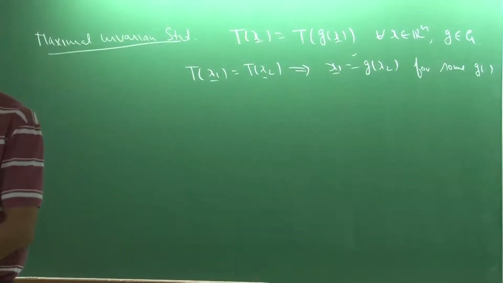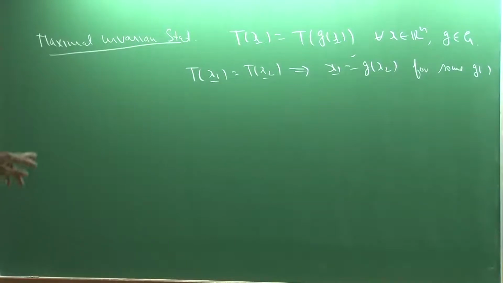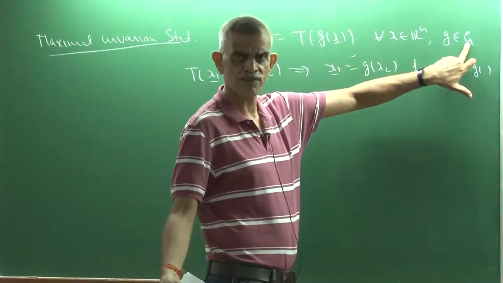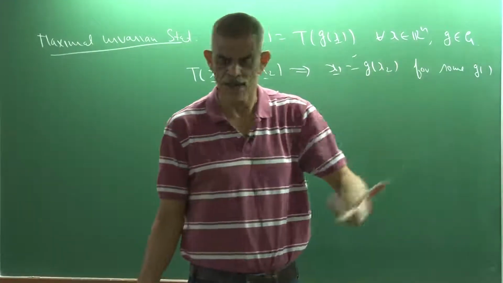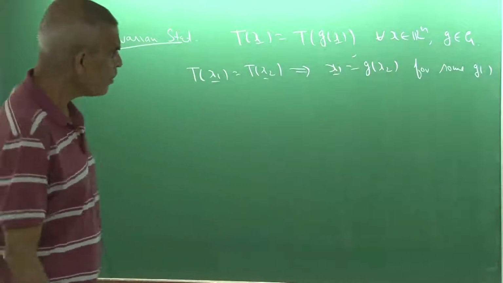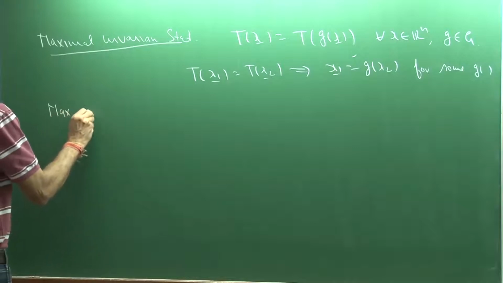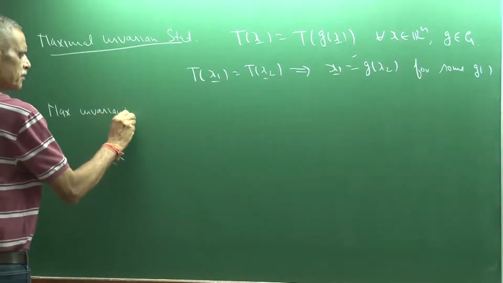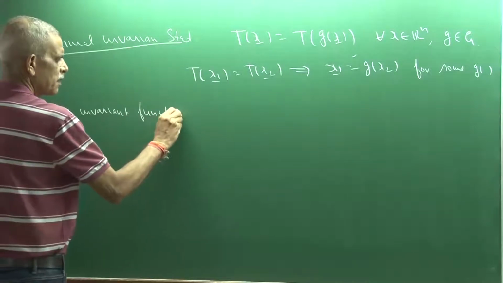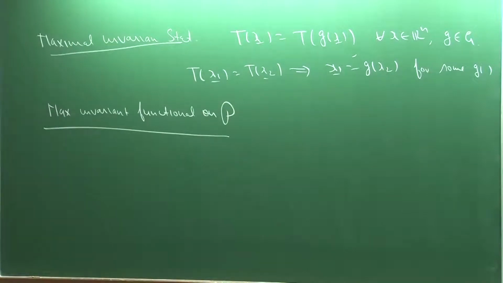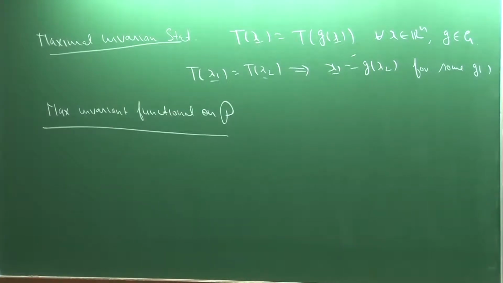Then we talked about the concept of a maximal invariant functional, because if my original class P is invariant under G, it induces a group of transformations on P, which is G bar. So, I talked about a maximal invariant functional on the class of all distributions P. And I explained what you mean by a functional. A functional is nothing but a function whose domain is a class of functions.